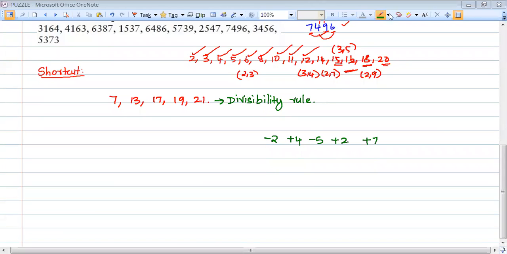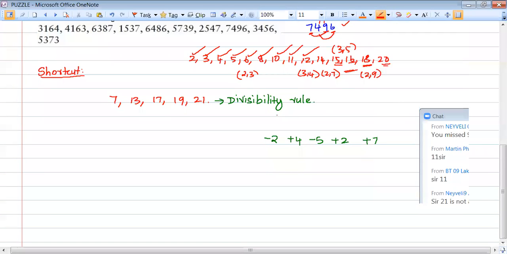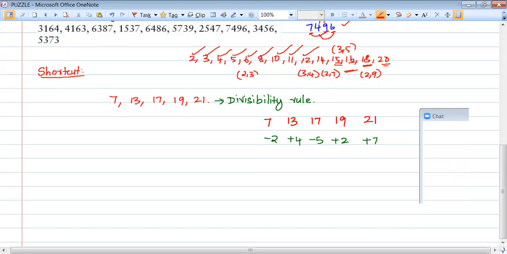Okay. So let me tell you one more time. Remember this number alone. This is 7, 13, 17, 19 and 21. So dear boys, here 7 minus 2, then 19 plus 2. Leave 2 number like that, you should remember. -2 plus 2. This is plus 4 minus 5 and this is plus 7. Understand clearly? So you should remember -2 plus 4 minus 5 plus 2 plus 7.